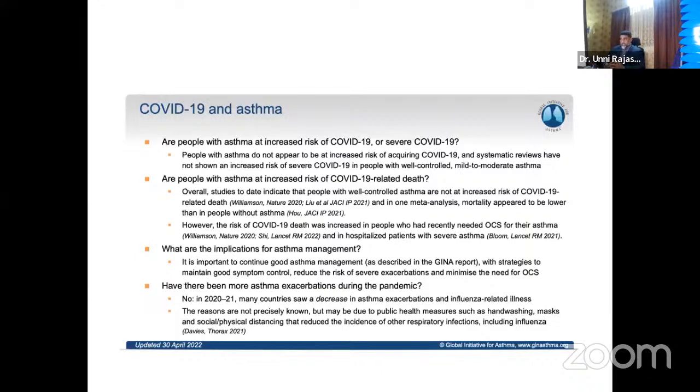There is an implication for asthma management, and the guideline recommends you adequately control asthma: you have to control it and take your medications properly. Many countries saw a decrease in the incidence of asthma exacerbations and influenza-related illnesses, possibly because of healthcare measures such as hand washing, masks, and social distancing.